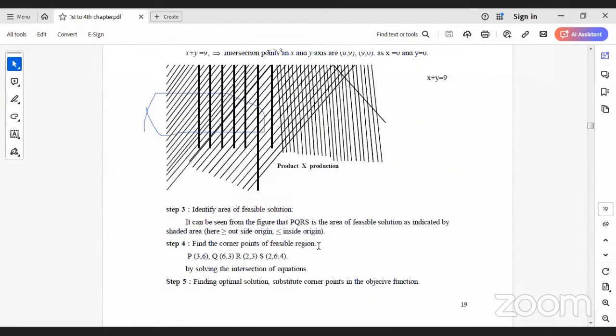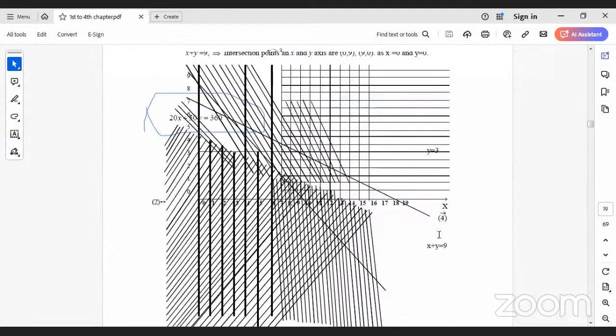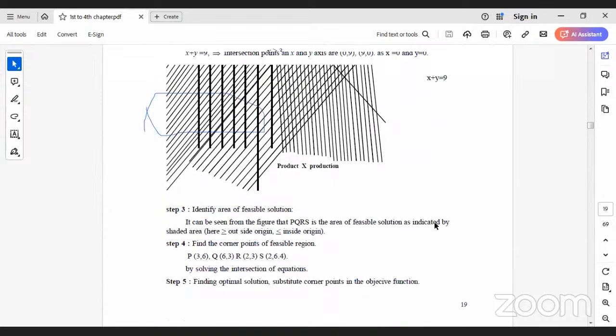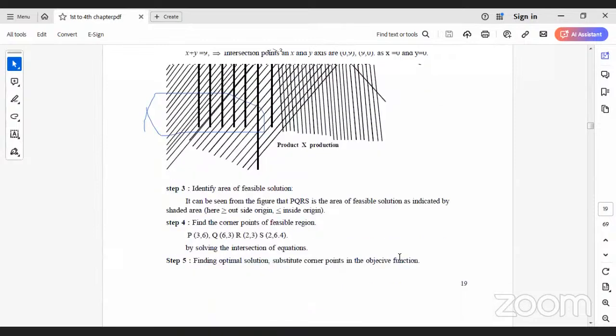Yes. So identify the area of the feasible solution. It can be seen from the figure PQRS. This is in the graph we are taking the PQRS here. So we are taking the area of feasible solution denoted by the shaded area. Here greater than is outside the region, less than is inside the region. Find the corner points of the feasible solution in the problem here: 3, 6. ఇక్కడ ఇచ్చిన ప్రకారం 3, 6, 6, 3, 2, 3, 6, 4.